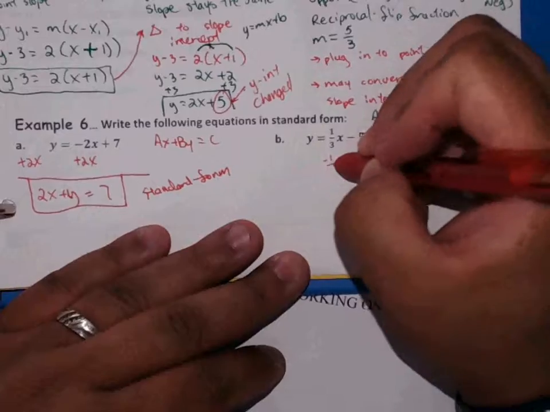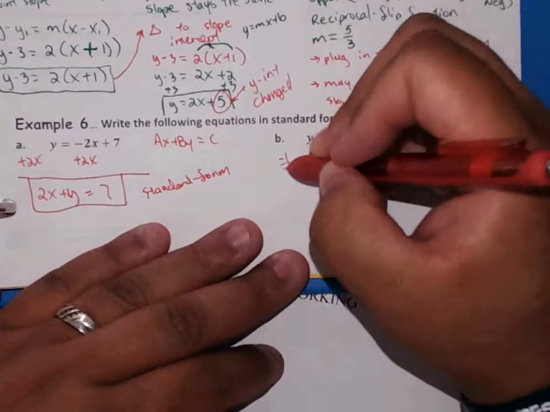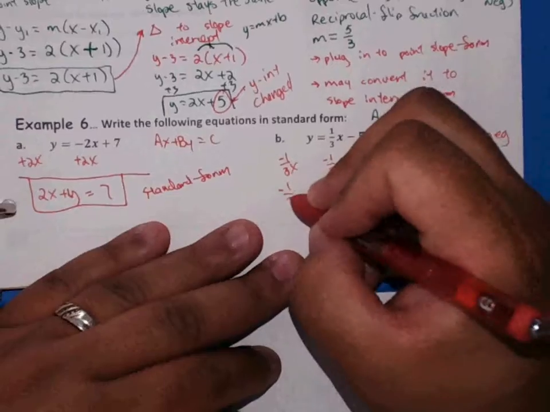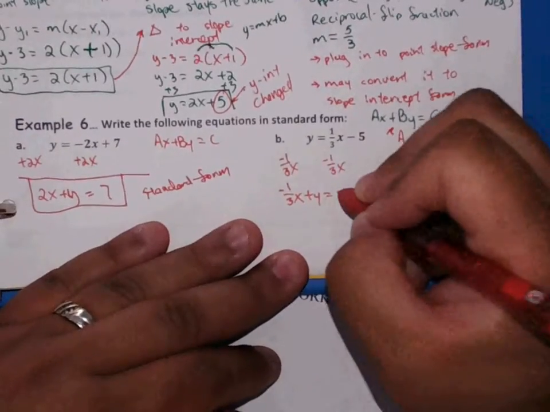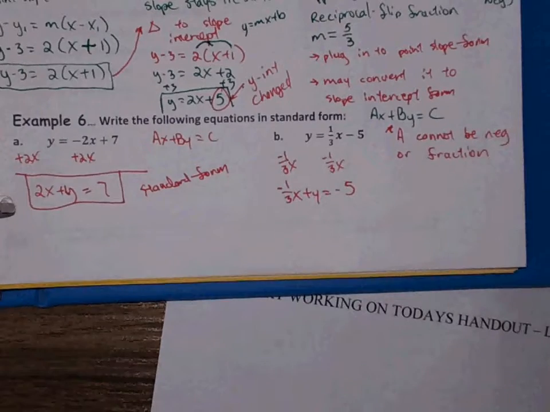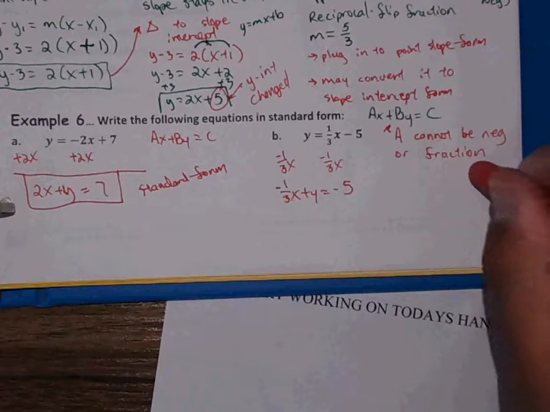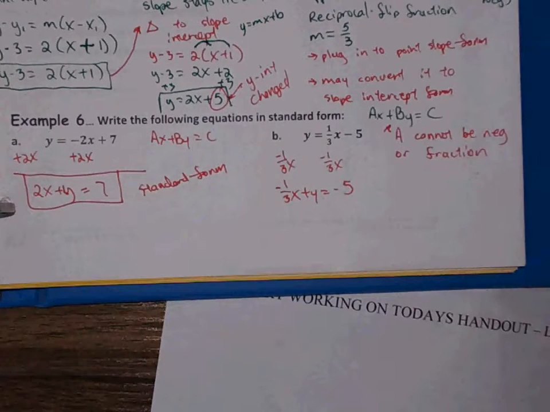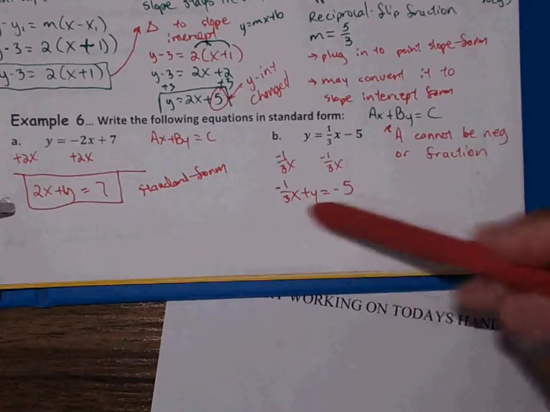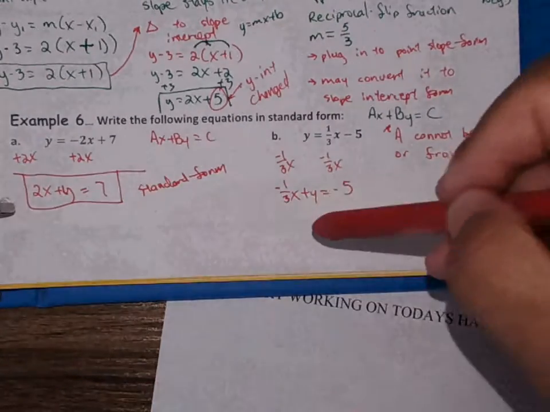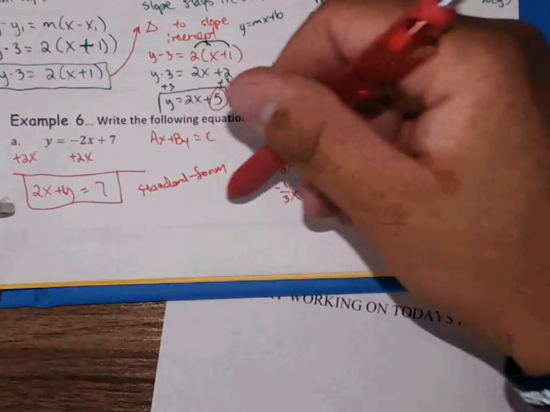Exactly. So I'm going to subtract 1/3x from both sides. So I get negative 1/3x plus y equals negative 5. Now we have all of our variables on one side. However, is our A term a negative? Yes, that's a no-no. Is our A term a fraction? Yes, so that's a no-no. What will we do to change that? You multiply by the reciprocal. Yes, and in this case we'd have to multiply by the opposite reciprocal. We'd have to switch the sign and flip it because it's a negative.